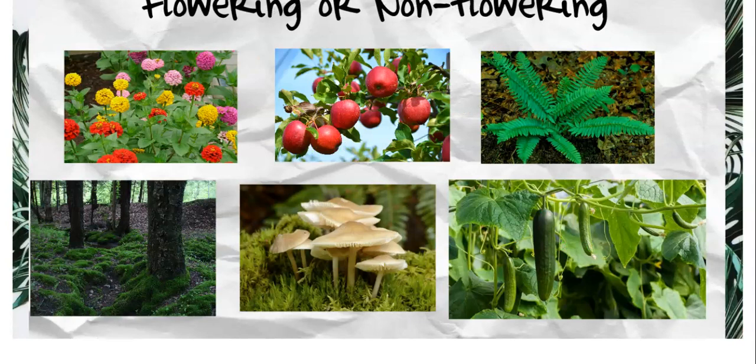So as you can see, there are many different types of plants. And when you look at a plant, there are very colorful ones. There are ones that have fruit. There are ones that have cones or spores. There are all different types of things. And so we're going to talk about those differences today.